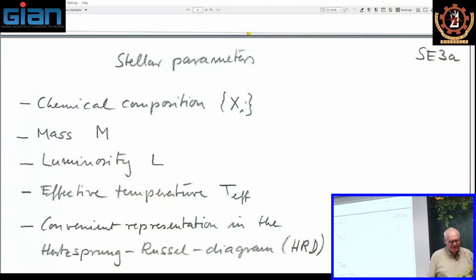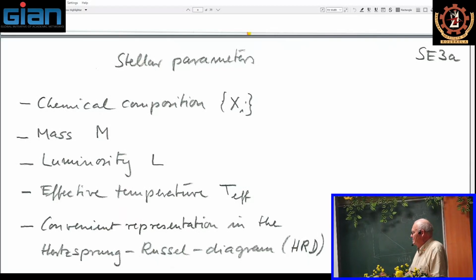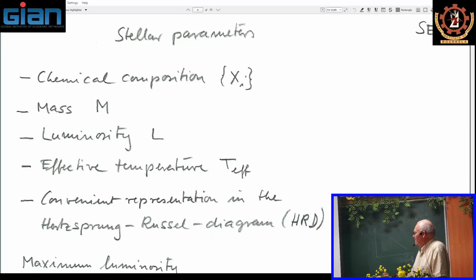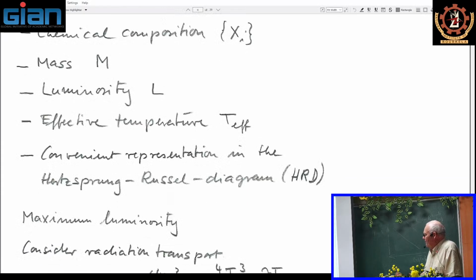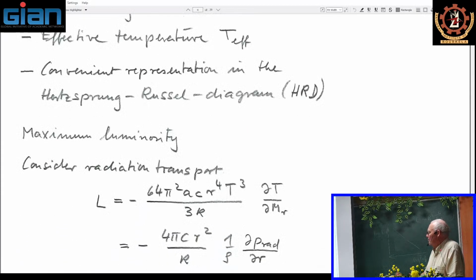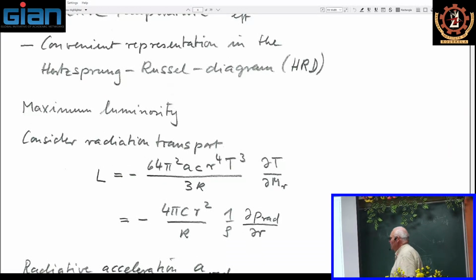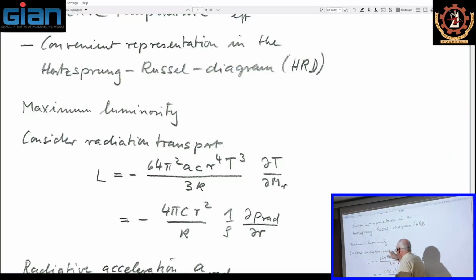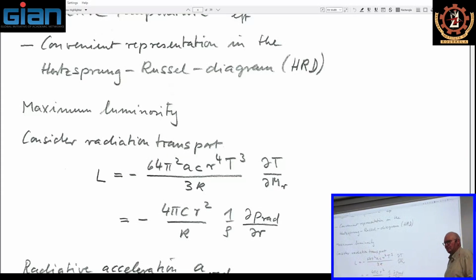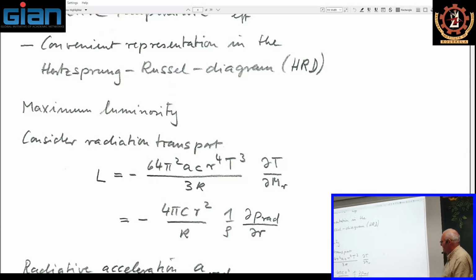The mass, it's not that easy, but the Hertzsprung-Russell diagram is one way to represent stellar parameters. Well, there is actually a maximum to the luminosity, and we will see why. Let's consider the equation of radiative transport. Luminosity is proportional to the temperature gradient here in the Lagrangian scheme. Luminosity is minus diffusion coefficient times the temperature gradient in terms of mass, taking the Lagrangian variable m_r as the independent variable.